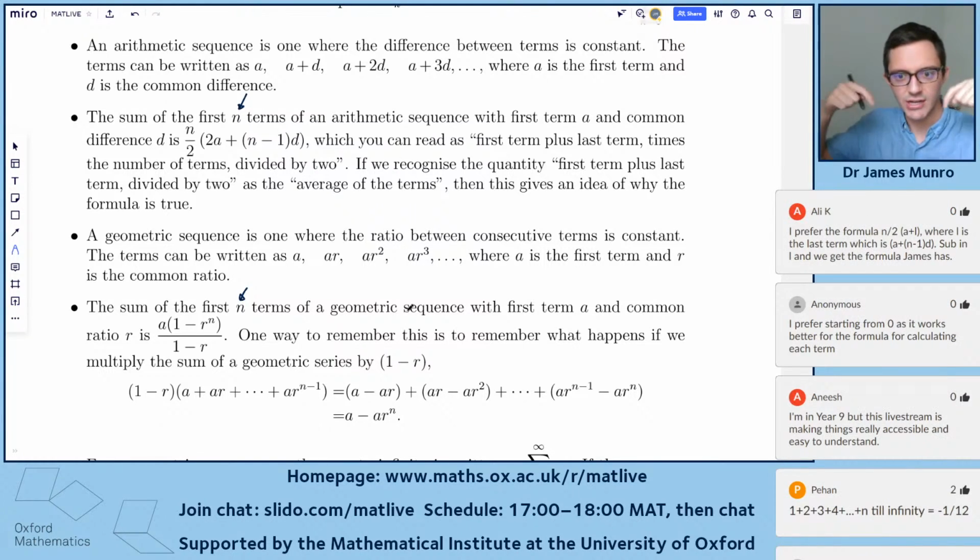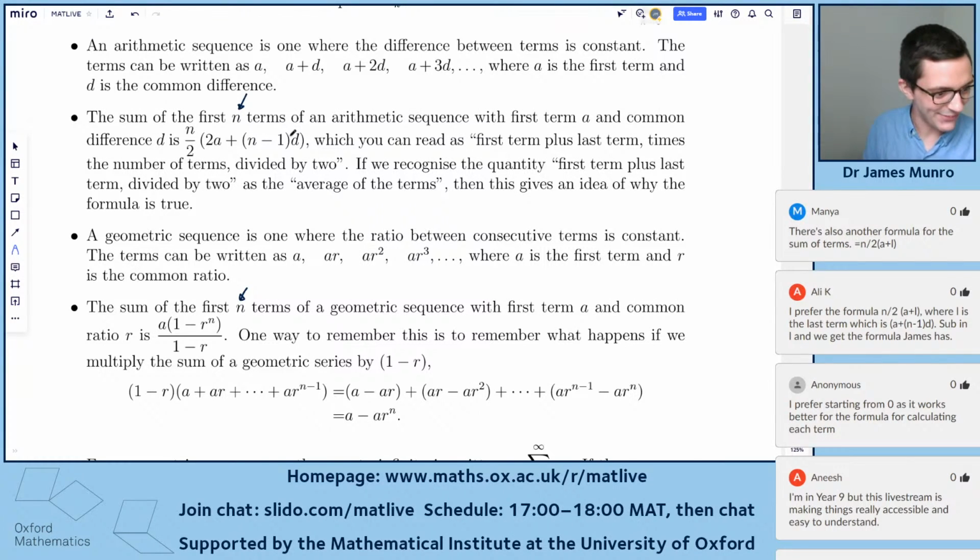Ooh, hello. Ali has got an alternative formula in chat, n over 2 times (a plus l), where l is the last term. Okay, so first plus last times n over 2. That's the idea of taking the average value and multiplying by the number of terms. That works for an arithmetic sequence. Yeah, I like that. Oh, yeah, sorry, Manya's put that as well.